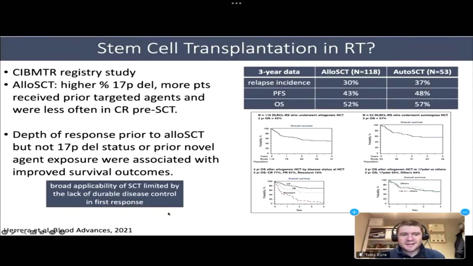Now, of course, one of the issues here is actually the broad applicability of stem cell transplants, really limited by the lack of durable disease control that you find in people in first remission. So, of course, you ideally need patients' disease to be under good control while an allo transplant works, and you get graft versus lymphoma effect and graft versus CLL effect. And one of the issues here is you just don't get that time often because patients relapse very quickly often.